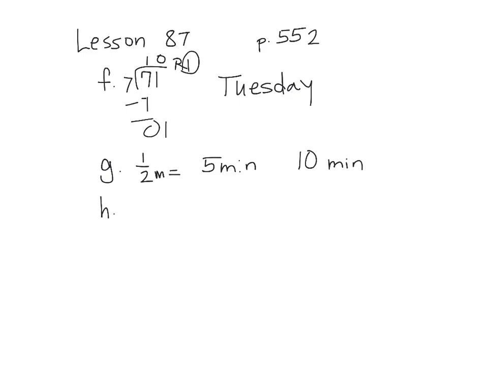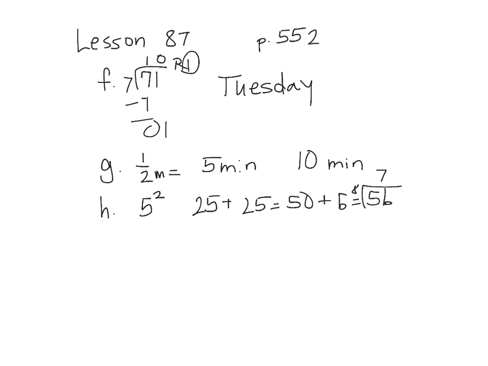H. 5 squared. Again, 5 squared is 5 times 5. So 5 squared is 25. Plus 5 squared is 25. That equals 50. Plus 6 equals 56. Divided by 8, 56 divided by 8, and we should know that that is 7. So our answer is 7.